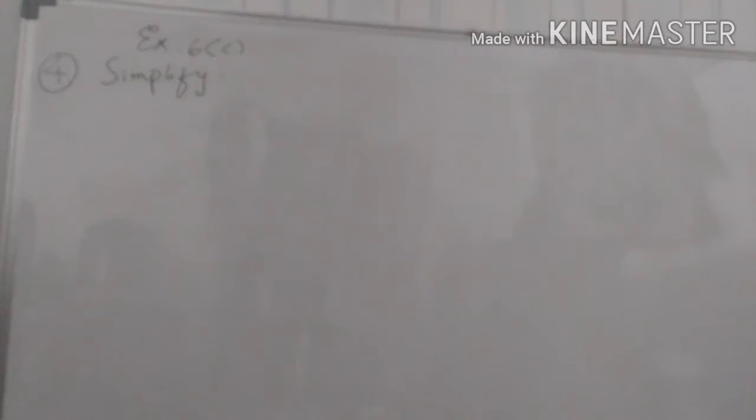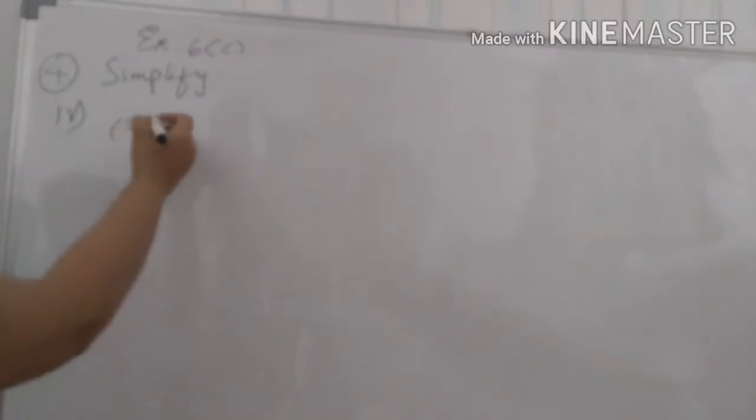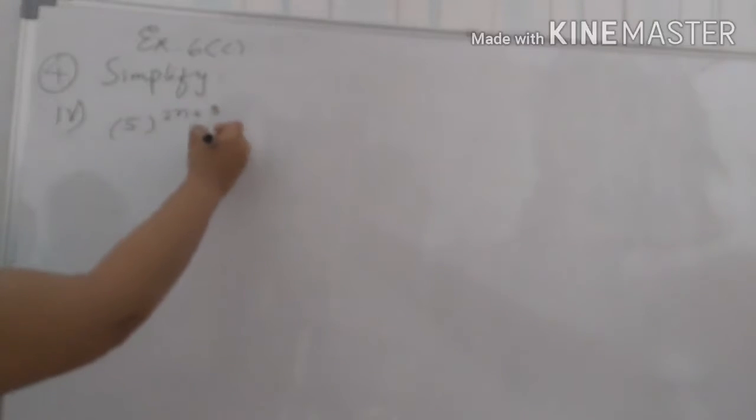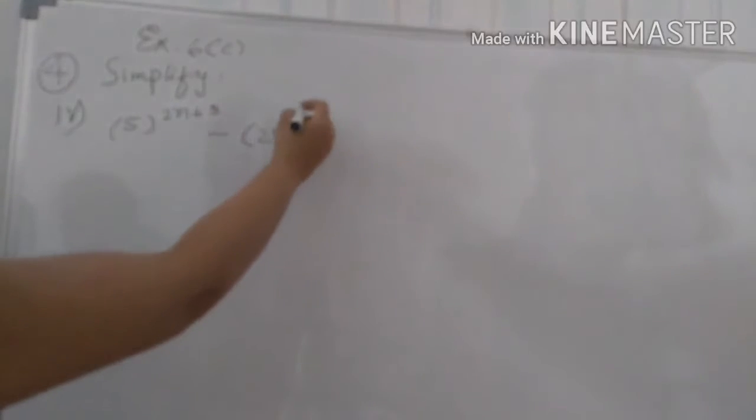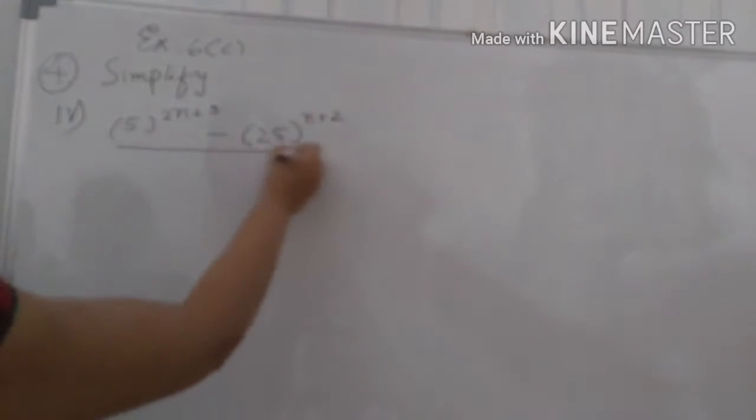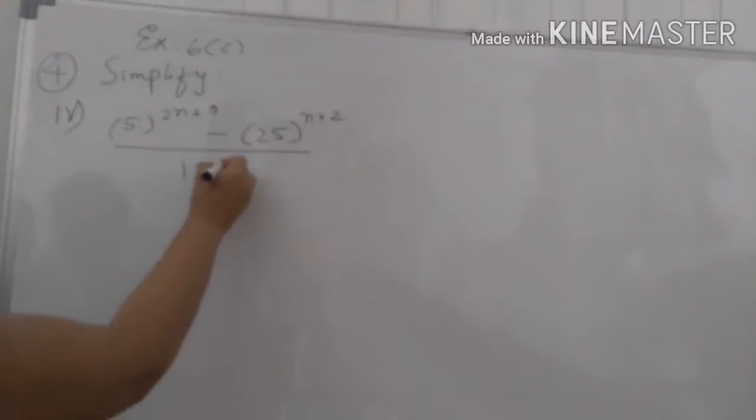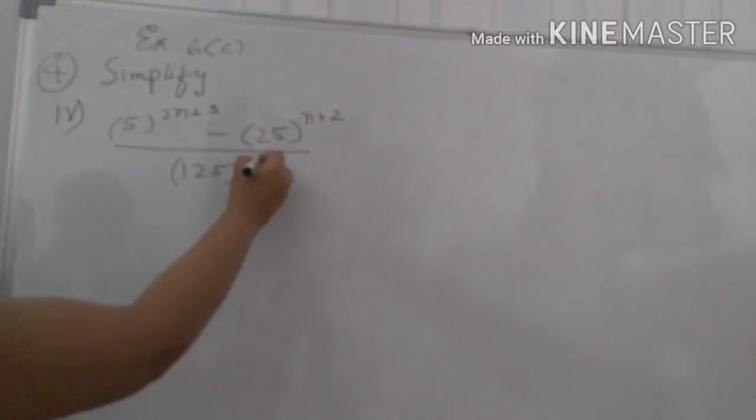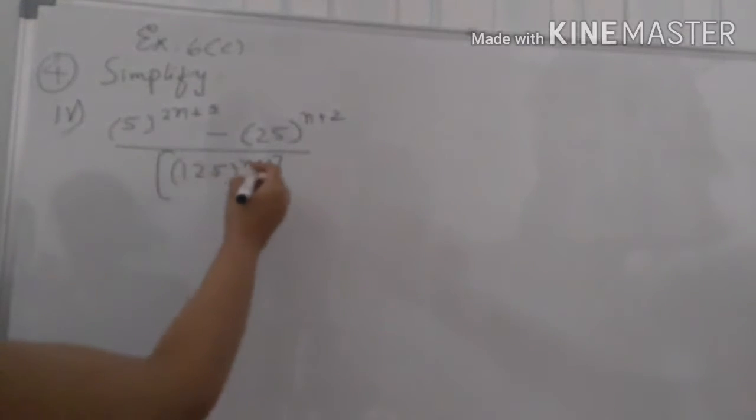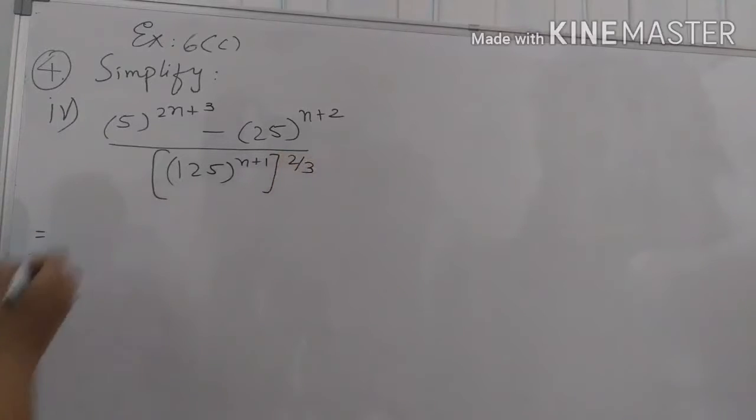Hello dear students. So here, exercise 6a, question number 4, simplify type of question. We are continuing with number 4. In the last video we completed up to number 3. Now for the fourth one: 5 raised to 2n plus 3 minus 25 power n plus 2, divided by 125 whole power n plus 1, whole raised to 2 by 3. So this is our question number 4, the fourth one.